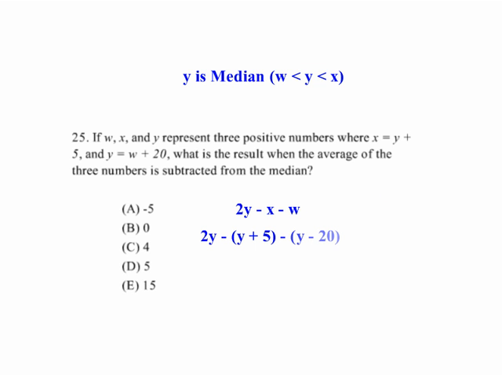So substituting these values in, we have 2y - (y + 5) - (y - 20). Let's distribute the negatives across. That gives us 2y - y - 5 - y + 20. That gives us negative 5 plus 20, which gives us 15. Now see, these problems unravel.